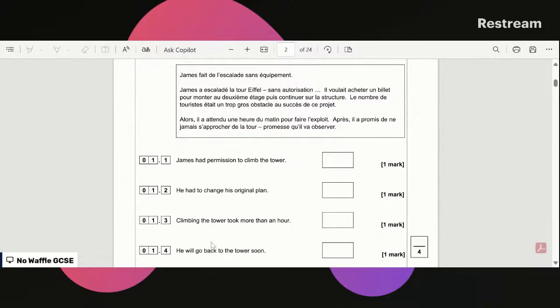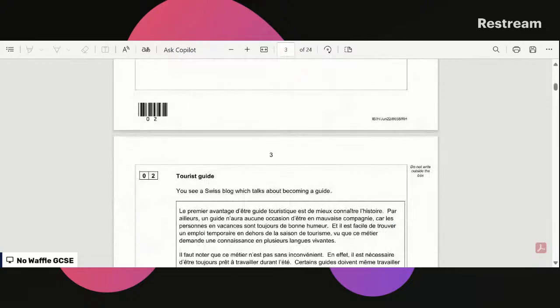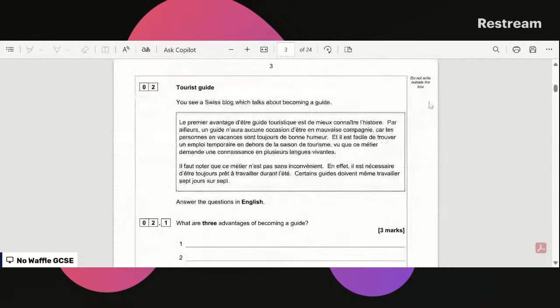Okay, continuing on. He will go back to the tower soon. No, that is false. He does not want to ever go there again. Okay, continuing on. You see a Swiss blog which talks about becoming a guide.